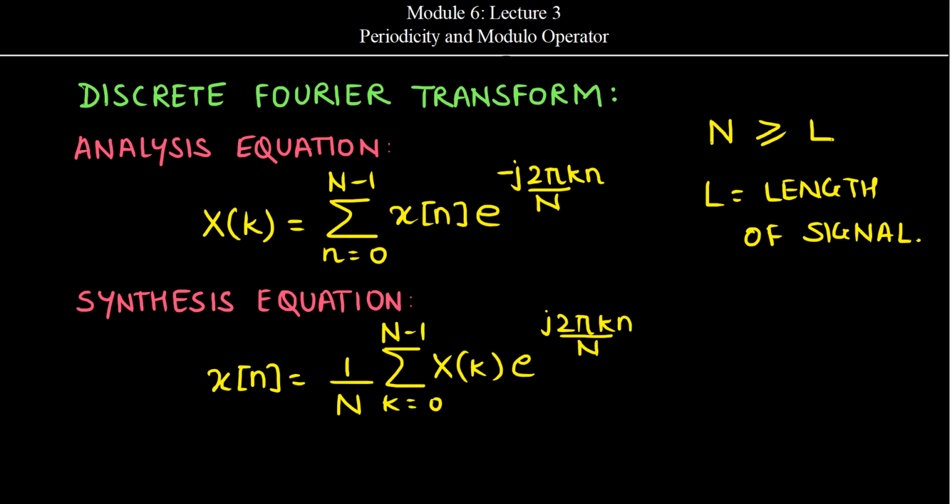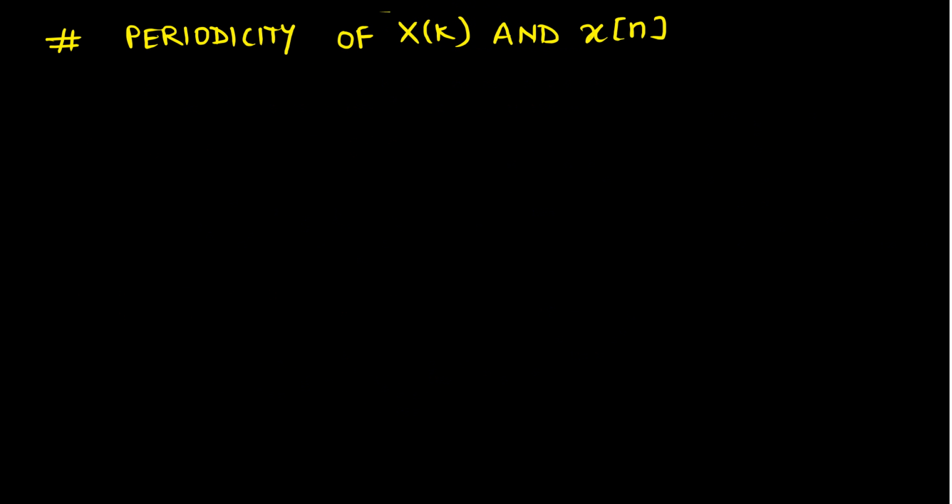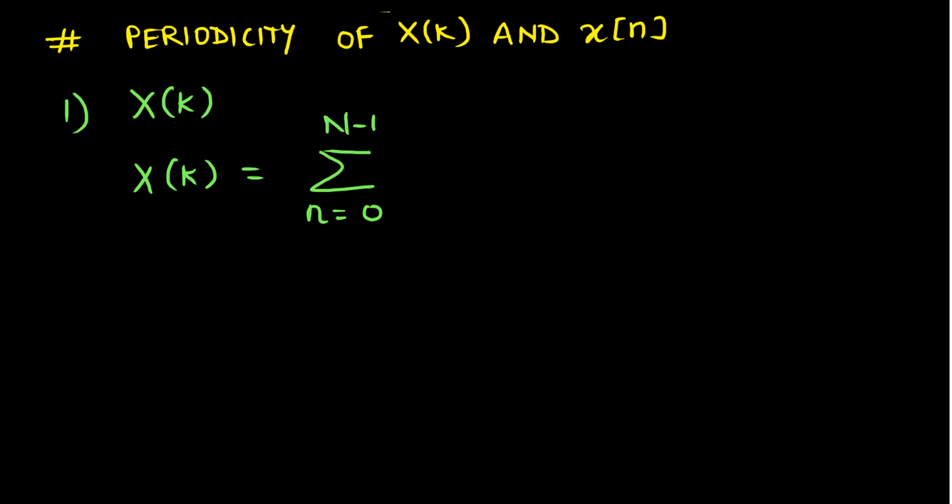So now in this lecture we are going to look at two important aspects for this DFT, that is periodicity of X of k and x of n, and the modulo operation. So let us start with the periodicity. For that, let us first go for the periodicity of X of k. So the analysis equation is given as X of k is equal to summation n running from 0 to N minus 1 x of n into e to the power minus j 2 pi k n by N.